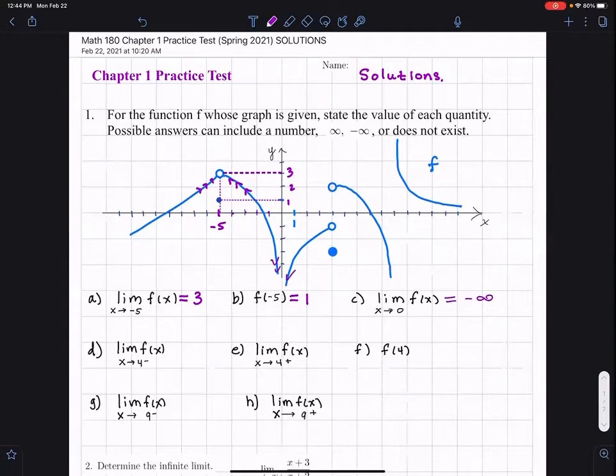And let's see, how about this next one where notice it's 4 with that little minus there, that means 4 from the left, and then E is 4 from the right. So from the left, what are we going to get at 4? What do we get? -1. -1 is correct. And from the right?